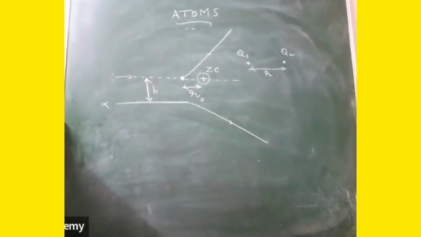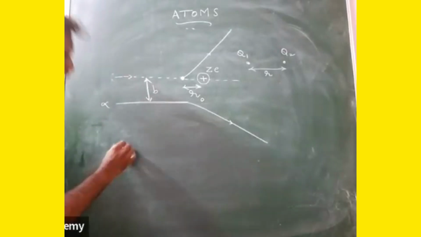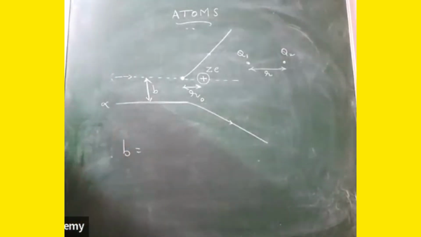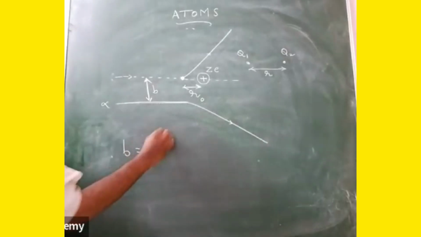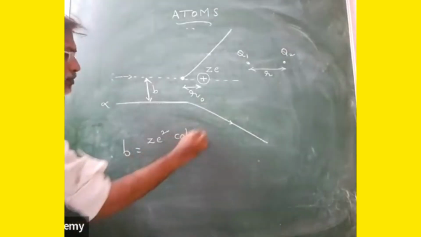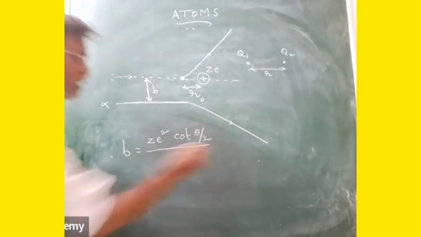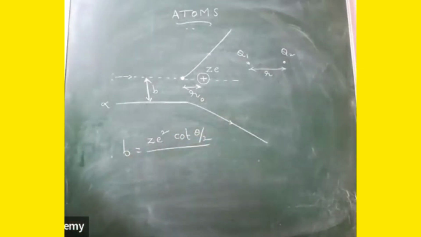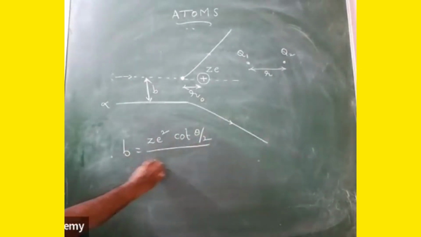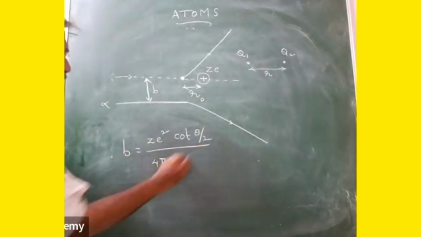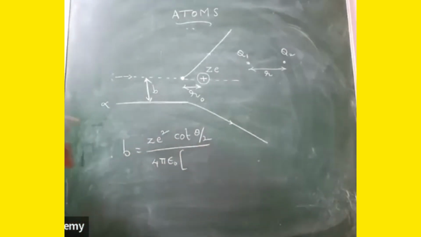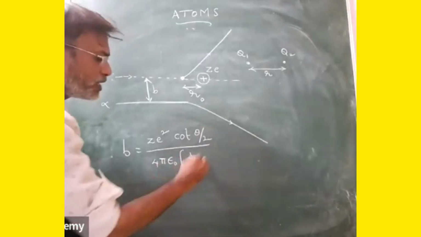So what is the formula of the impact parameter? The formula is b equals Z square cot theta by 2 by 4 pi epsilon naught into half mv square.